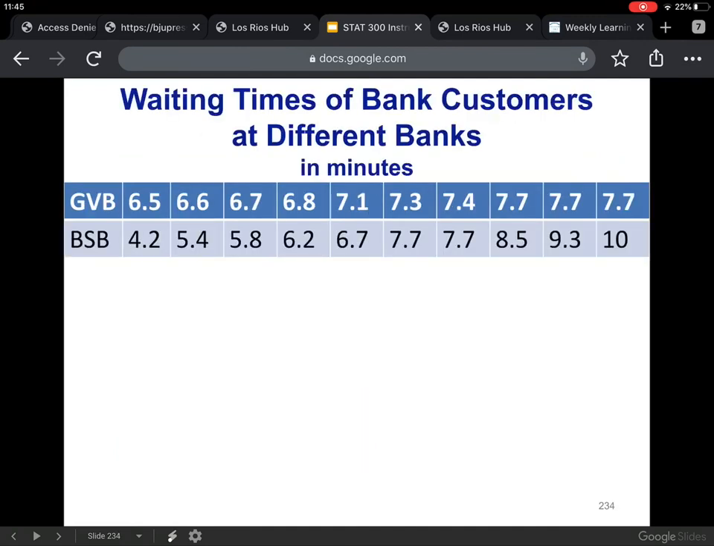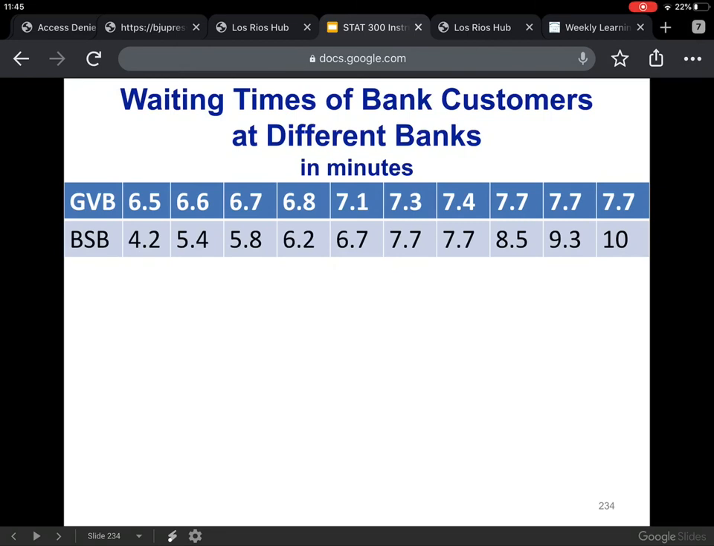Here's one last example to bring it home, that idea that we can't use just the mean, median, mode, and mid-range to analyze a data set. So suppose you go into a bank and there's a number of minutes that you have to wait to be helped. And so there are two banks, Green Valley Bank and Big Spenders Bank, GVB and BSB.